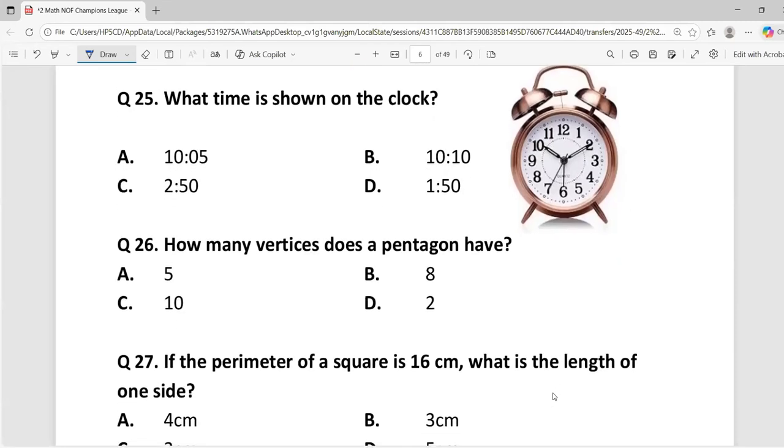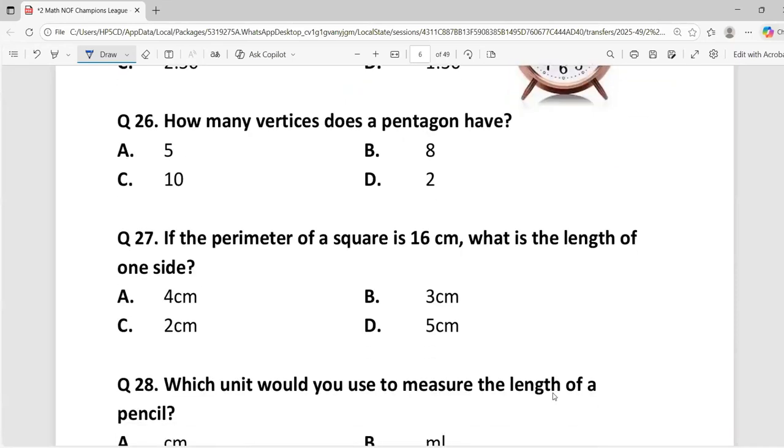Next, 25th: what time is shown on the clock? So what time is it? The hour hand is on 10 and the minute hand is on 2, so 5 and 10 is 10 minutes. So it is 10 hours and 10 minutes, 10:10. Where is it? Option B. Option B is the correct answer for the 25th question.